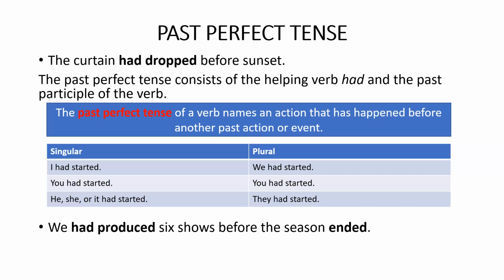The past perfect tense is often used in sentences that contain a past tense verb in another part of the sentence. When you look into this example, you can understand that we had produced 6 shows before the season ended.